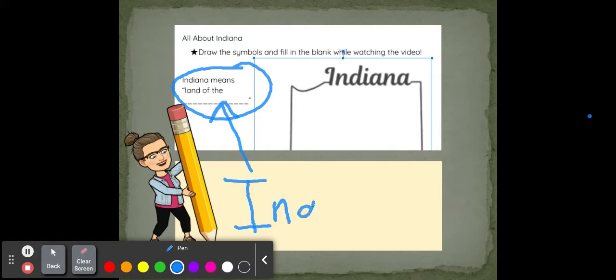I-N-D-I-A-N, and then S. You'll notice the word Indiana has the word Indian in it because it means land of the Indians.